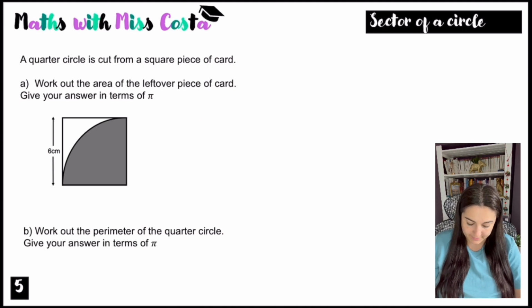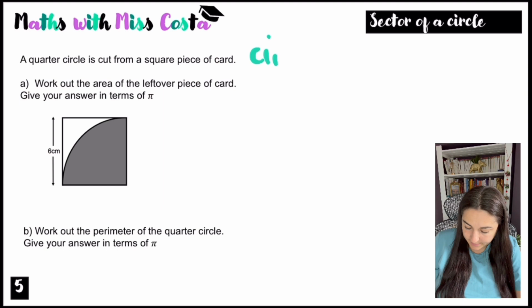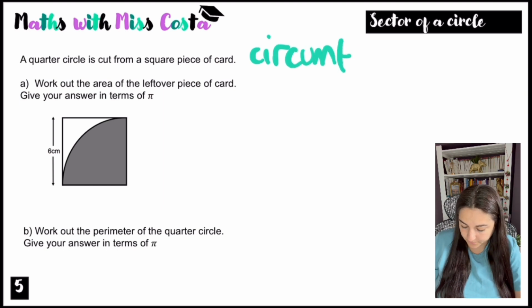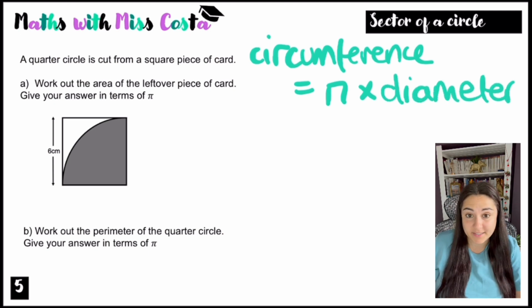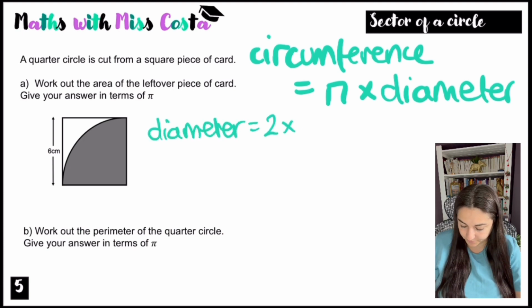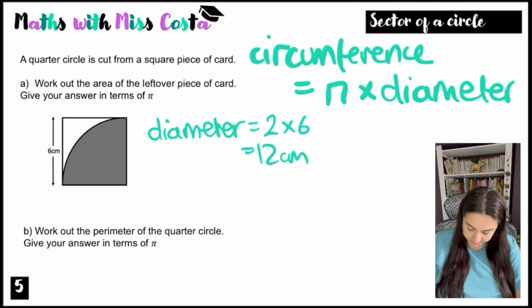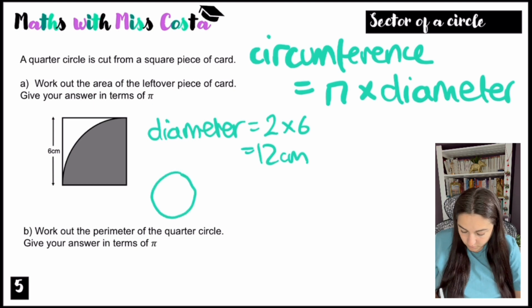Now the formula for the circumference of a circle is pi times diameter. So what would the diameter of this circle be? Well, I know that the diameter is double the radius. So in this case, the diameter will be double 6, which is 12 centimeters. So once again, if this was a full circle, I would just do pi times 12, which is 12 pi.